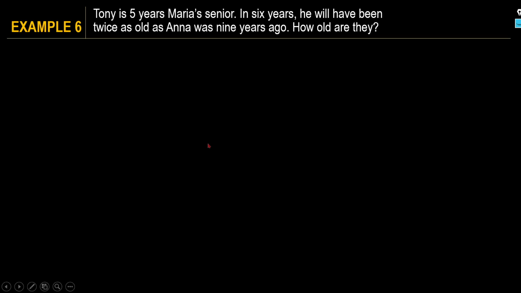Next example. Tony is 5 years Maria's senior. In 6 years, he will have been twice as old as Anna was 9 years ago. I think this is a typo. This is not supposed to be Anna. That's still Maria. Was 9 years ago. How old are they? Sure, medyo complicated. Try it out first. Hit play when you're done.